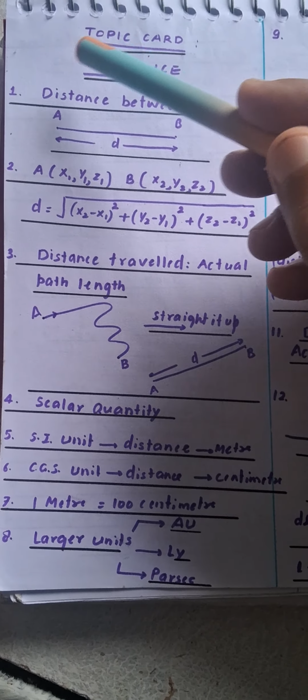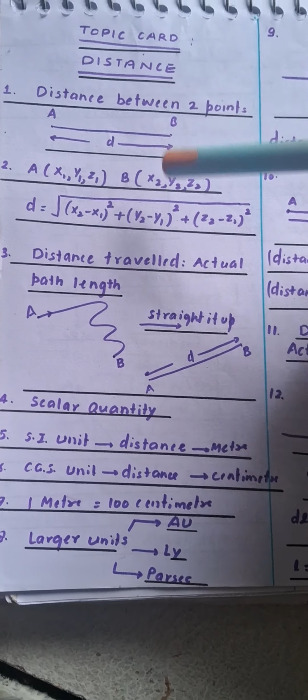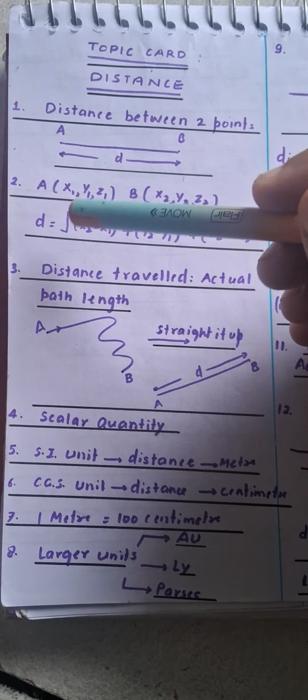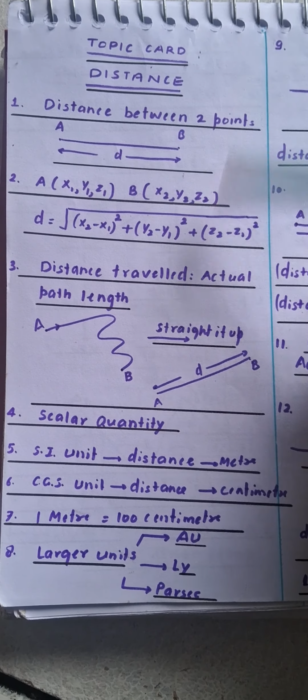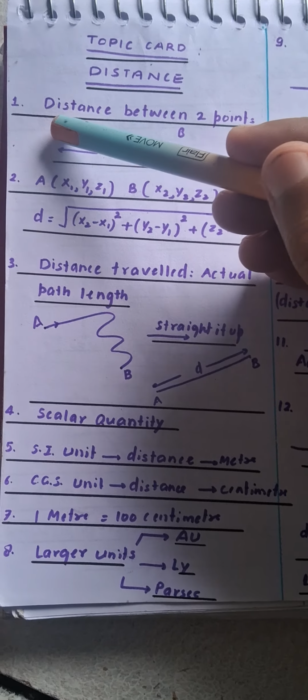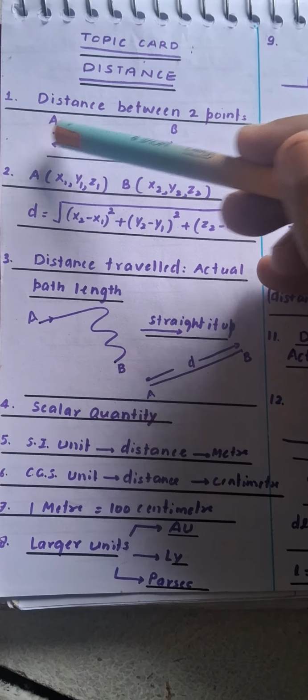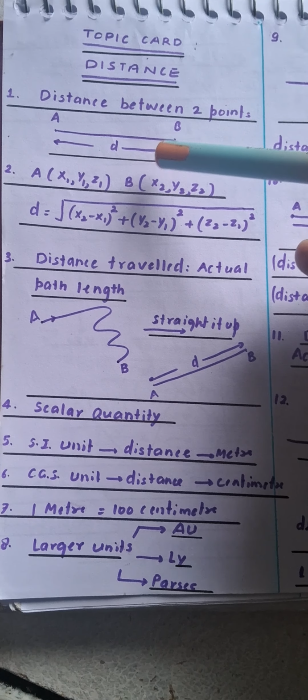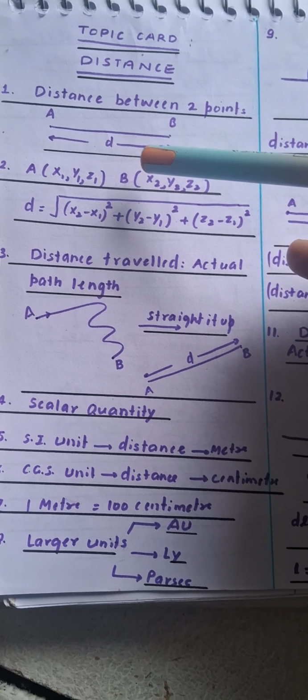Today, I'll discuss a topic card on the topic distance. So, the first point is distance between 2 points. Suppose there are 2 points A and B. The length of the line joining A and B is called the distance between the 2 points. And suppose it is given by small d.